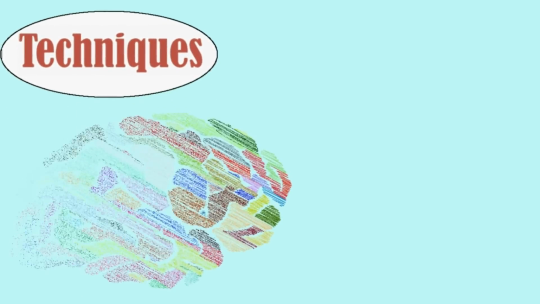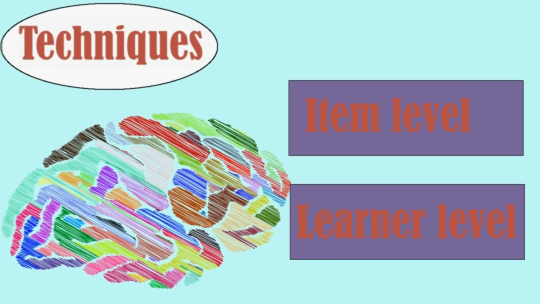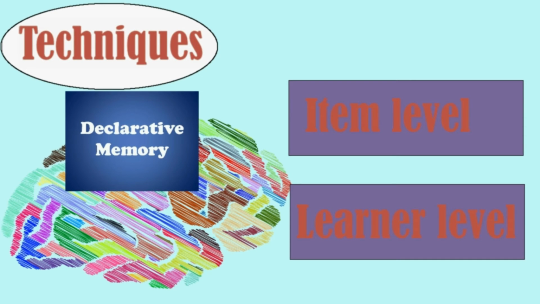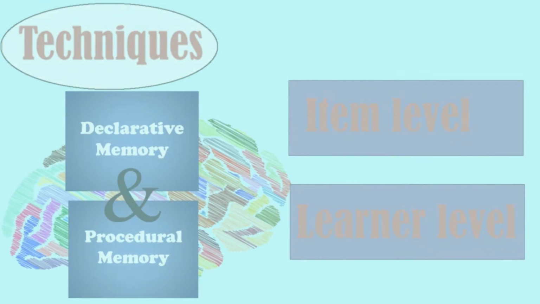In their 2018 article, Ullman and Lovelett propose a series of techniques in order to improve language learning. These interventions are classified into item level and learner level. Although these techniques may benefit declarative memory mainly, some of them may also help procedural memory processing.